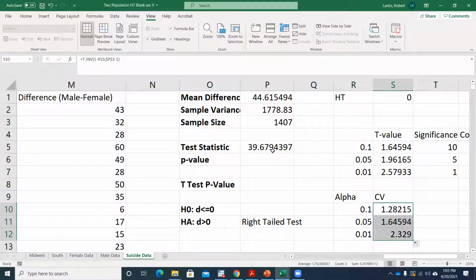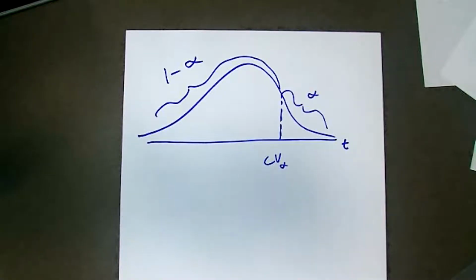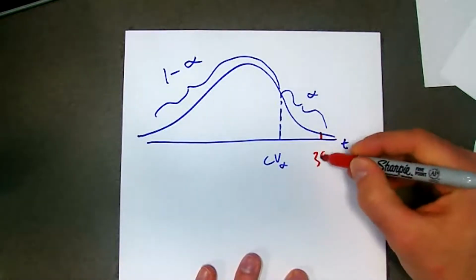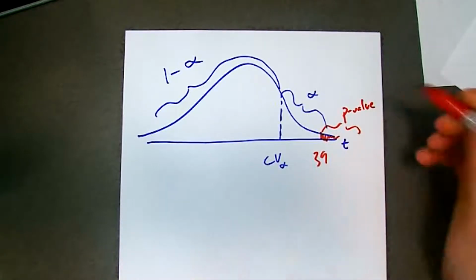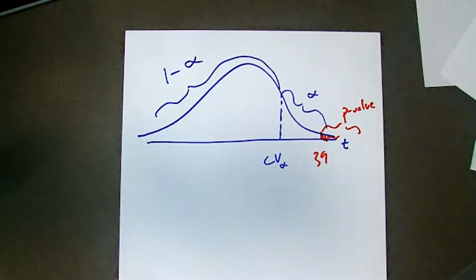We could also set this up and try to find the p-value. Now, doing this with the student t-table, we're limited, right? It only gives us 6 columns, 6 different areas in the tail. But with Excel, we're not limited. So essentially what I want to do when I'm finding my p-value is I saw a test statistic of what, 39? The p-value would be the area to the right of that. Okay.